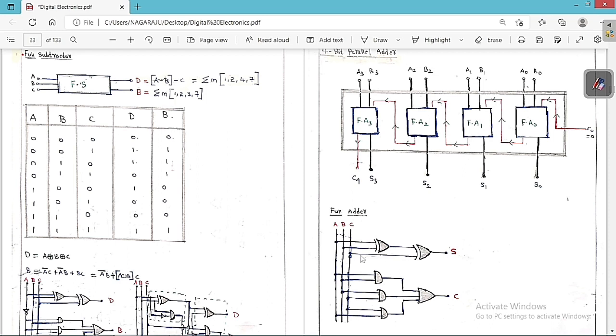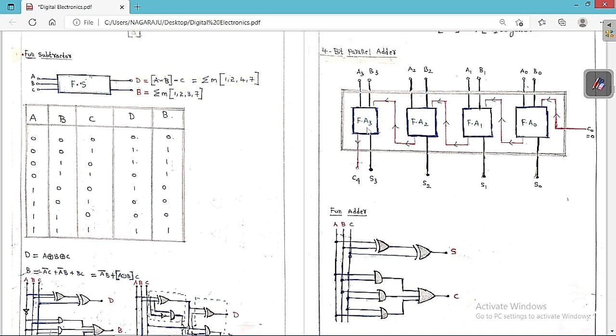So S is equal to A XOR B XOR C, where the inputs are A and B, and here is C. So this is AB, this is BC, and this is CA. So it will be the addition of all these things: C is equal to AB plus BC plus CA. This is each and every full adder circuit we are going to get. So we can say carry is traveling from one full adder to the next full adder in this fashion. Because of this reason only, it is called the ripple carry adder.